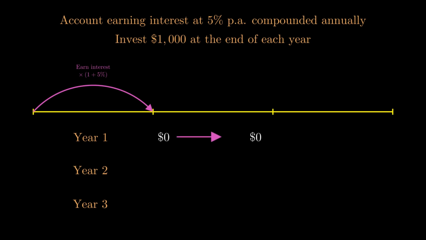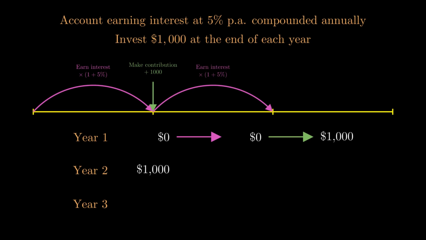But it's here at the end of the year that we make our first contribution, and so the amount is going to increase by 1,000. We're going to add $1,000. And so now we have exactly $1,000 in our account. So let's now jump into the second year. We earn interest, but this time on the $1,000 that's in there. And if we run the 5% increase, we get $1,050. But now we're going to pump another $1,000 in, leaving us with $2,050 at the end of year 2.